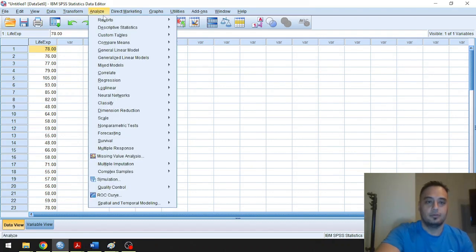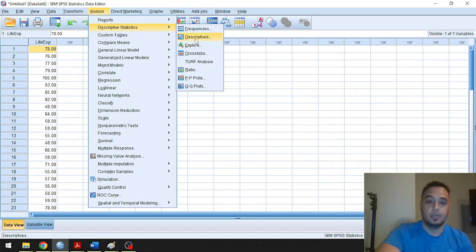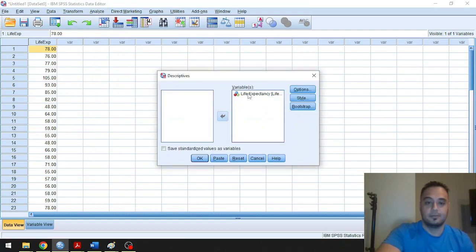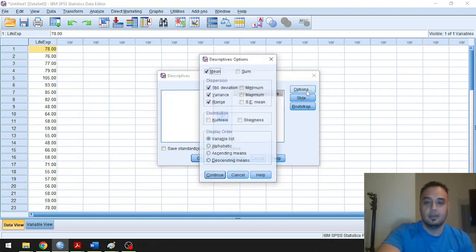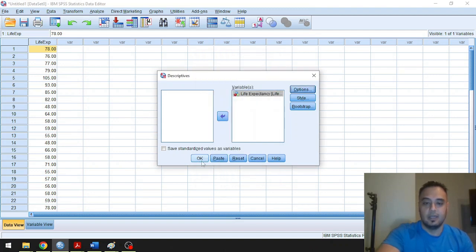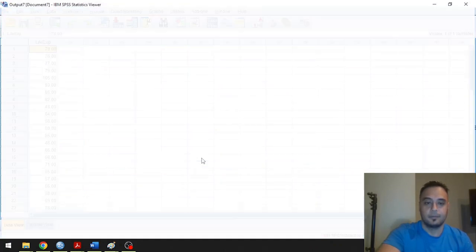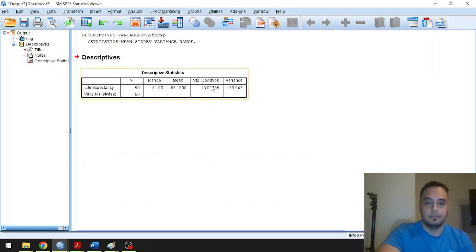So simply I go to the Analyze toolbar and then Descriptive Statistics. And there are two ways I can do that. I can either do it through the Descriptive command or the Explore command. So with the Descriptive command, the variable is already there, so just drag and drop the variable onto this box, click on Options, and then select the descriptive statistics that you'd like to use for your analysis. So I would say standard deviation, variance, and range. These are the three things you would like. And then click on OK, and then click on OK again. There you go. You got the result.